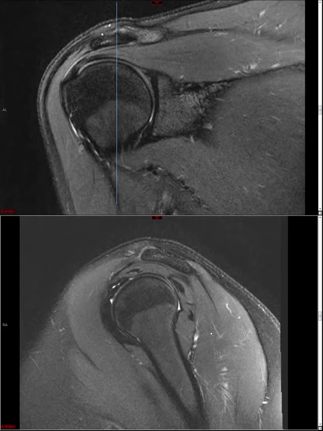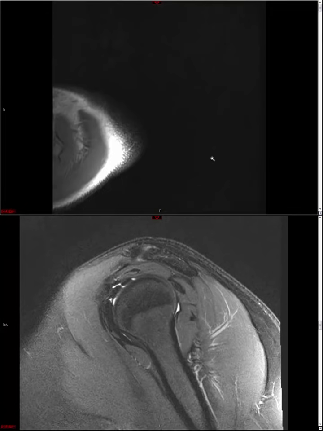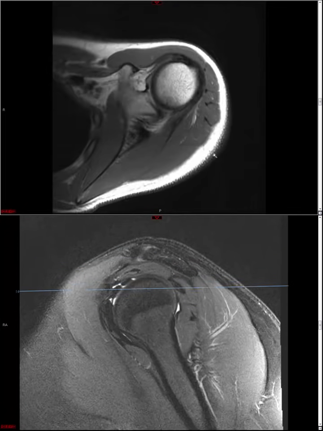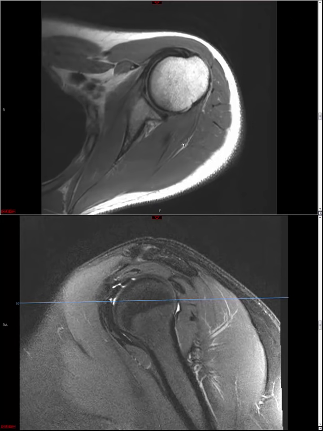Subscapularis, I think, is the hardest of the four cuff tendons to read, and let me illustrate why. A lot of people, myself included, use the axial to look at subscapularis, and here it is. You assess it the way you would assess the other rotator cuff tendons: intermediate signal or heterogeneity, tendinosis, fluid signal, tear, and then we go on to the partial versus full thickness discussion that we just had.